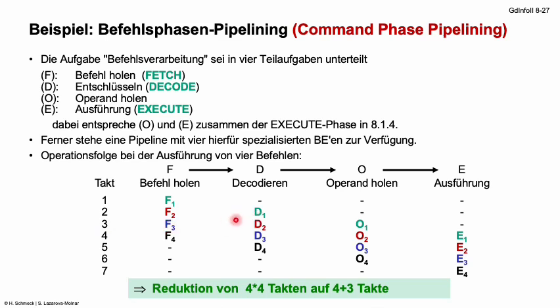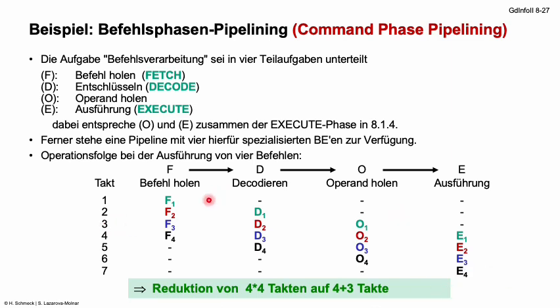Basically you can see that once it has been decoded, it can fetch the operand. So it leaves the decoding processing unit free and moves to the next one. So this one can start actually decoding the second instruction, etc. So you can see this is basically the concept of pipelining.